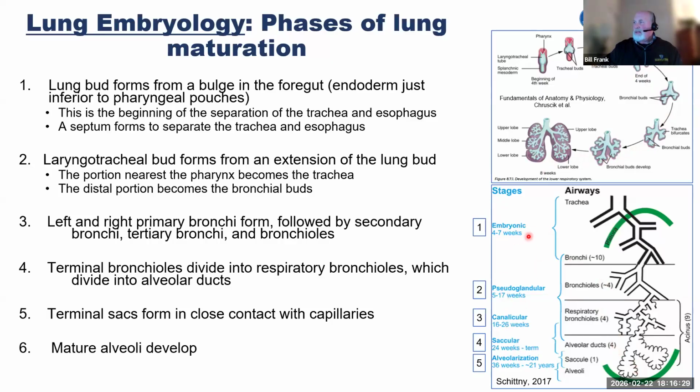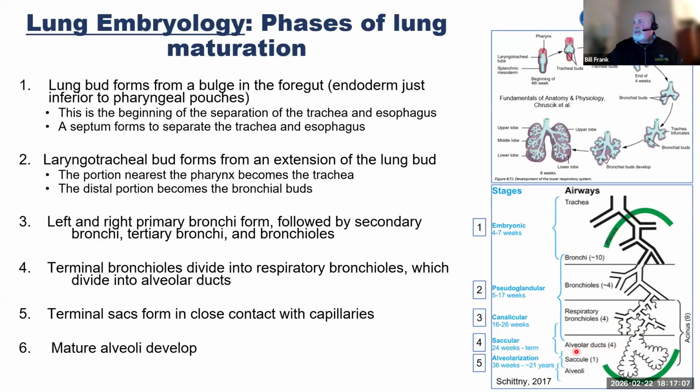The embryonic stage at 4 to 7 weeks versus a pseudoglandular stage is going to be from week 5 to 17, which is going to form the bronchioles. And then the canalicular stage is where we start to see the alveolar sacs develop and the arteries approximating the alveolar sacs, but they're not quite there yet. At the saccular stage, we see that approximate even more. And it is at this time that the air exchange could start to happen.